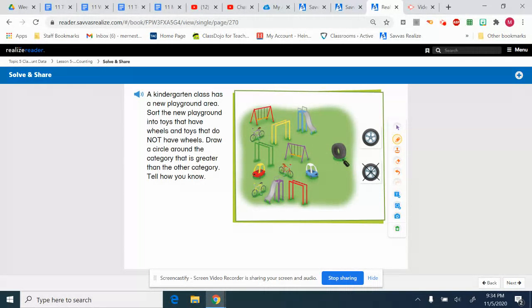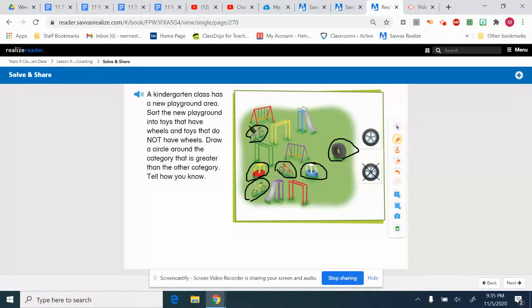Well, this tire is definitely a wheel, right? That's kind of a fun thing to play on. So there's one. Here's a little car. This is definitely a little playground item that has wheels. The bikes, absolutely. Another bike. How about this car? It sure does have wheels. And this bike up here has wheels. Now, the other things do not have wheels, do they?